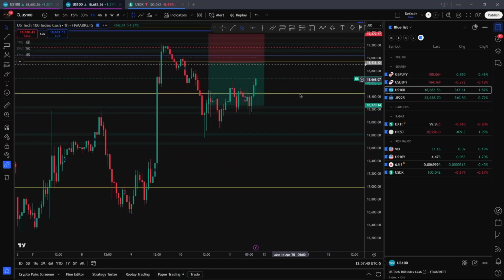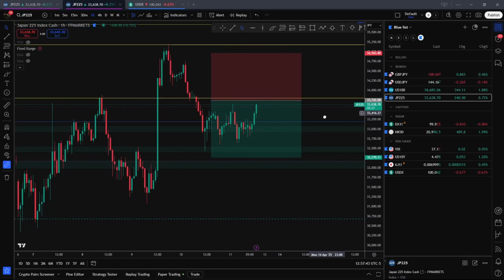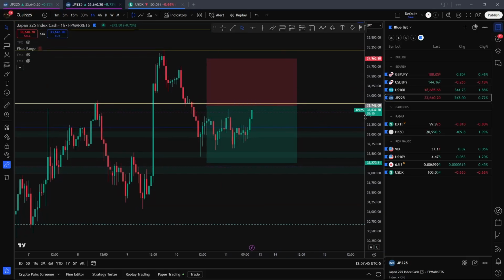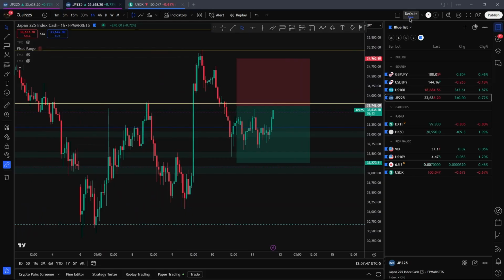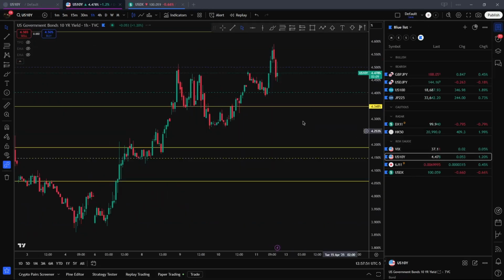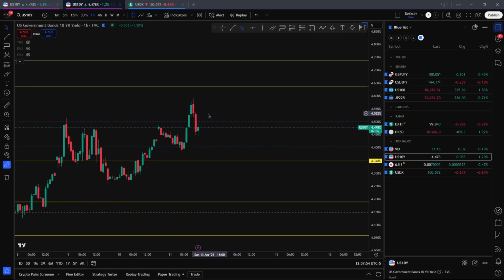Risk assets are basically performing well today. We have the Nikkei here showing a lot of strength, but let's see how we close today. It's clear today that risk assets are performing well despite yields going up. Interesting, yields are up today.